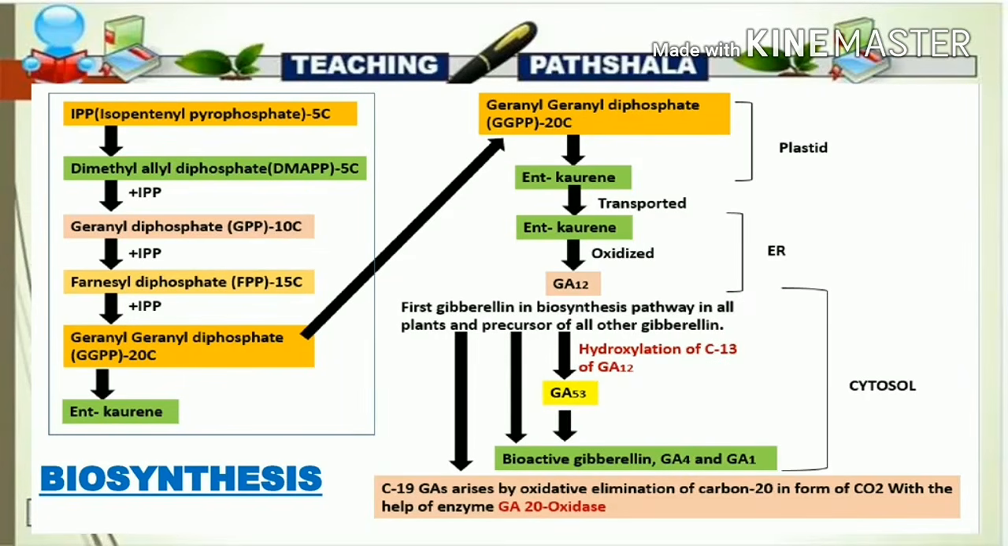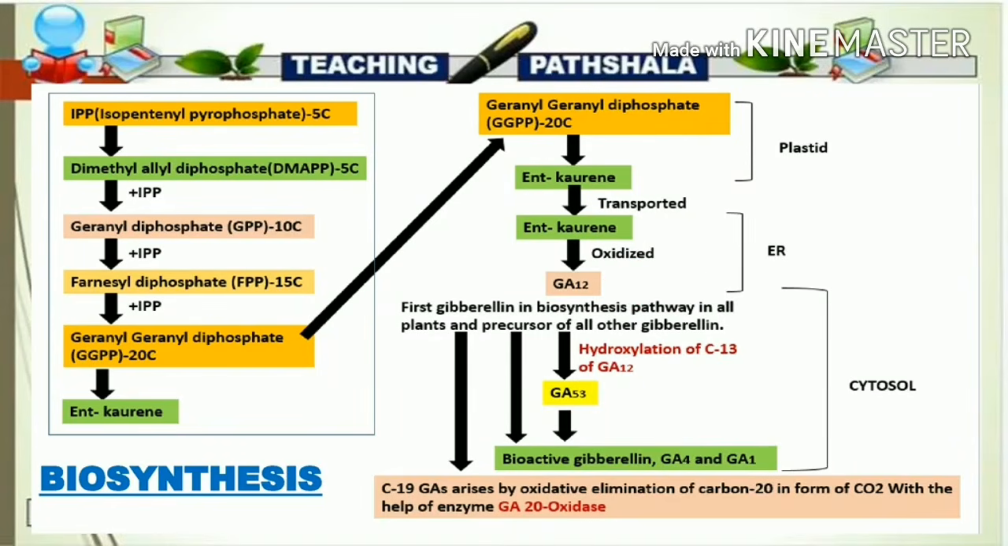Okay, and this GGPP is going to enter the biosynthesis pathway of gibberellic acid, and this overall process is going to take place in a plastid. So in the plastid there is a conversion of GGPP into ent-kaurene, and this ent-kaurene is going to be transported into the ER, that is the endoplasmic reticulum. And in the endoplasmic reticulum, this compound, ent-kaurene, is going to oxidize into GA12, which is again a type of gibberellic acid.